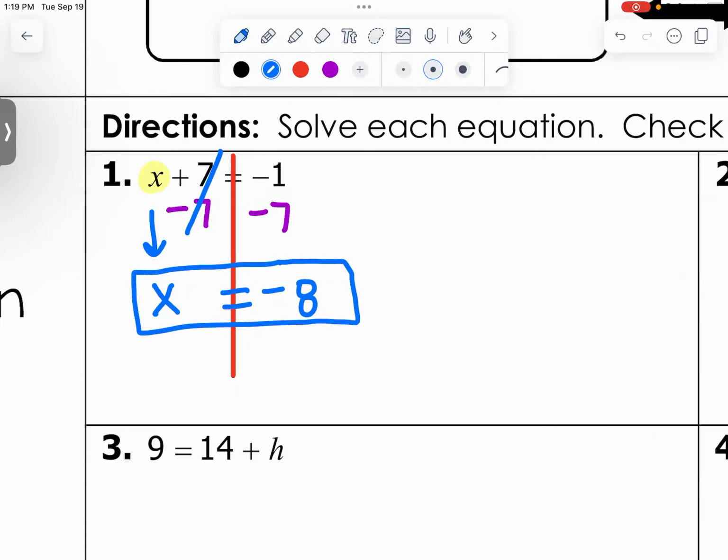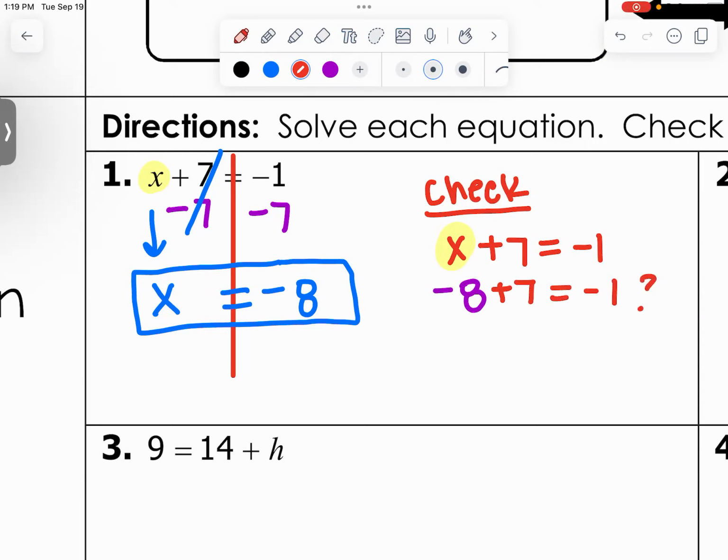Maybe we accidentally miscalculated something. We can always check to make sure that our answer actually works. So our equation was X plus 7 equals -1. But what happened is we solved for X and we got -8. Is -8 plus 7 equal to -1? Hey, it is. So we got the right answer. Isn't that great?